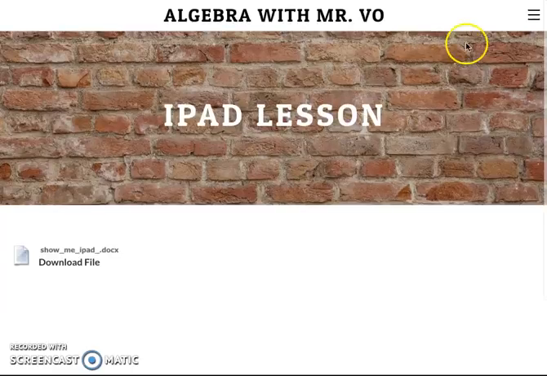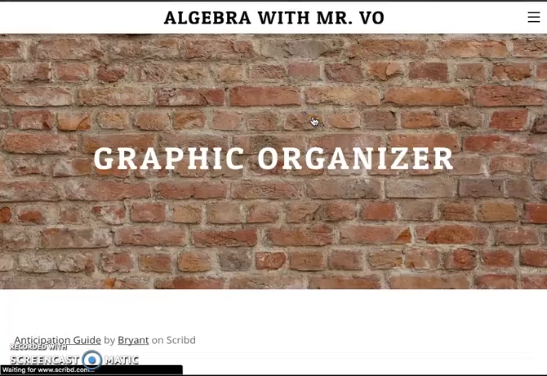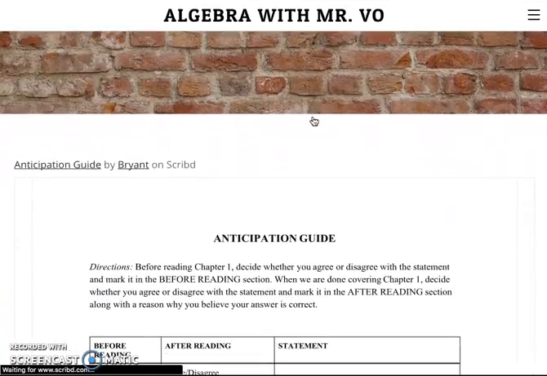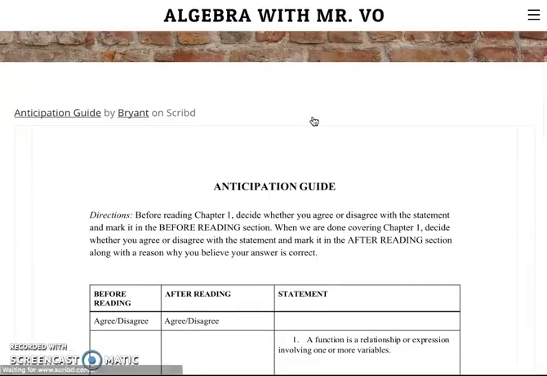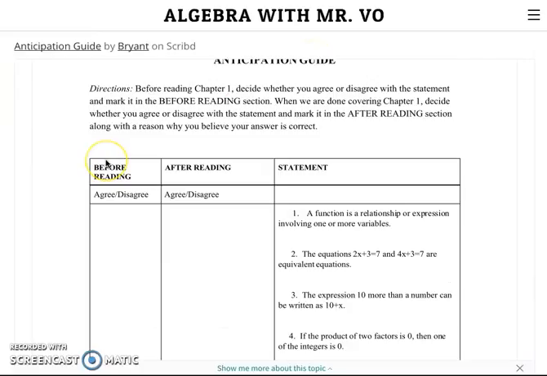Okay, so now going past that, we're going to go to my graphic organizer. So I talked about in the beginning how I was going to be giving them an anticipation guide. This is what it's going to look like when I give it to them. There's just some simple directions. Before reading chapter 1, decide whether you agree or disagree with the statement and mark it in the before reading section. When we are done covering chapter 1, decide whether you agree or disagree with the statement and mark it in the after reading section, along with the reason why you believe your answer is correct.